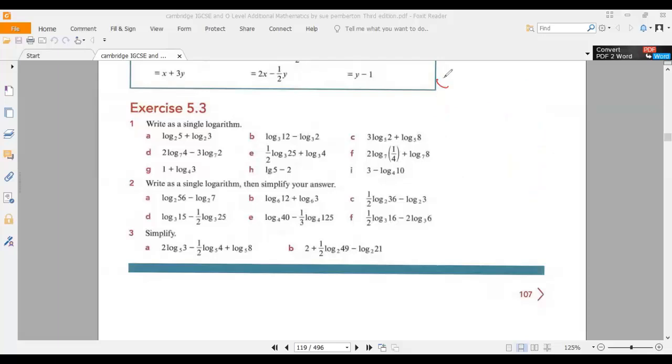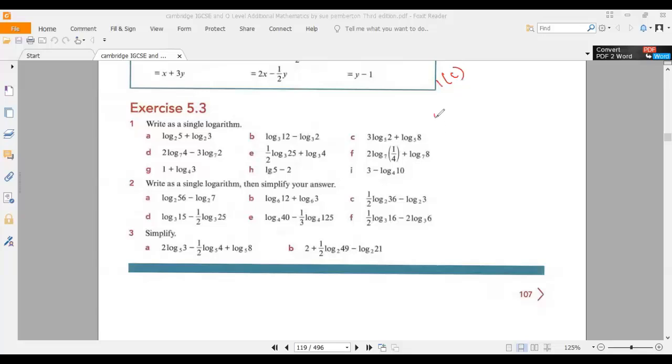Now 1b. 1b says log base 3 of 12 minus log base 3 of 2. So the base is the same and there is a subtraction sign, so we can divide 12 by 2, and that will be 6. So the answer should be log base 3 of 6.